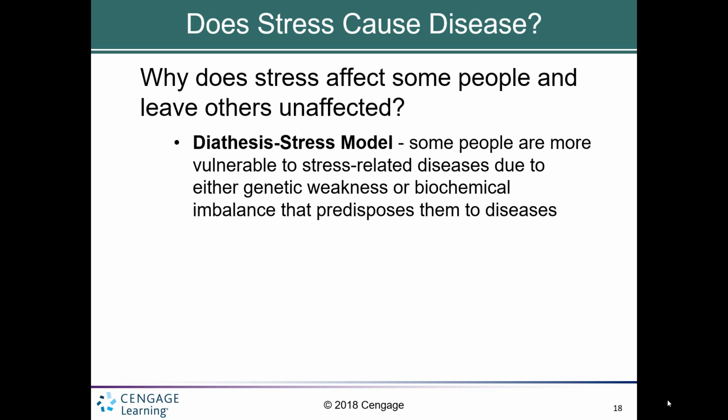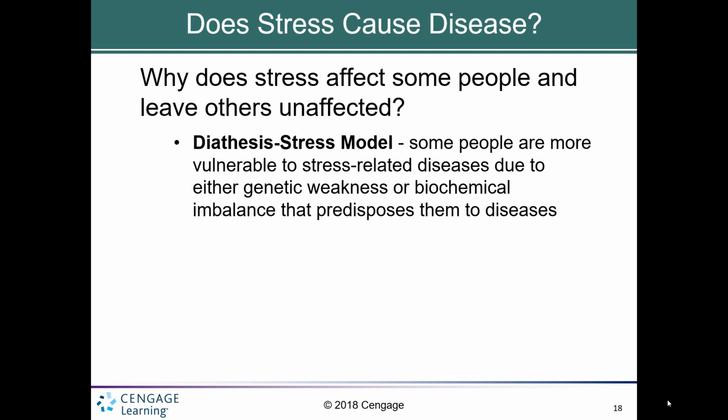The diathesis stress model suggests that some individuals are vulnerable to stress-related diseases because their genetic weakness or biochemical imbalance inherently predisposes them to those diseases. Whether inherited or acquired, the vulnerability to stress-related disease is relatively permanent. For people with a strong predisposition to a disease, even a mild environmental stressor may be sufficient to produce an illness episode. So let's repeat that.